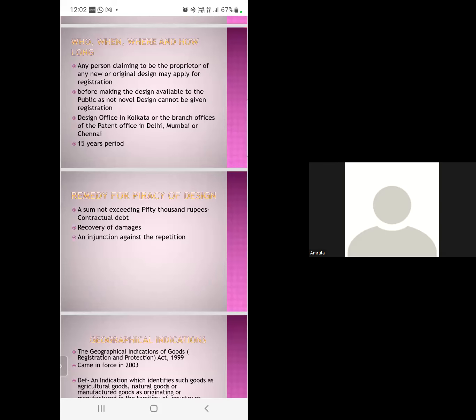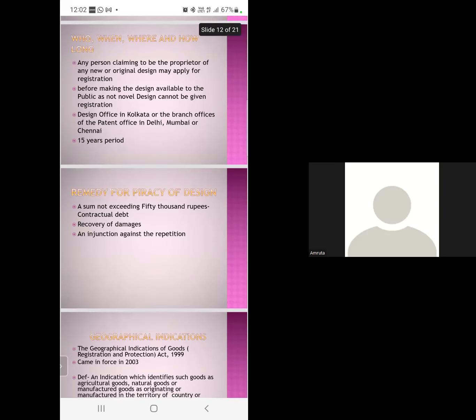Then there is recovery of damages, where there is damage to the reputation, not just reputation but goodwill, and there is damage to the product as well because of the use of a similar process by another person. Then there is an injunction against the repetition. For future non-repetition, a person can ask for a remedy. Okay, so this is design.